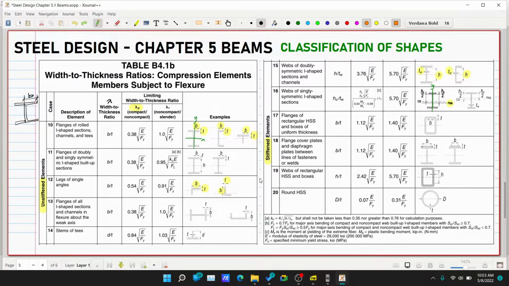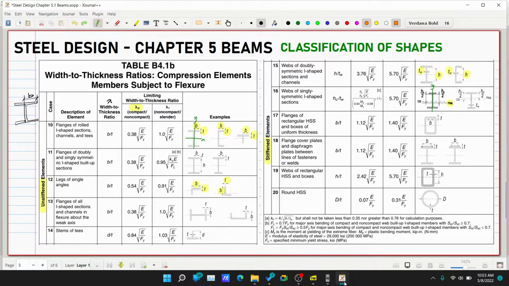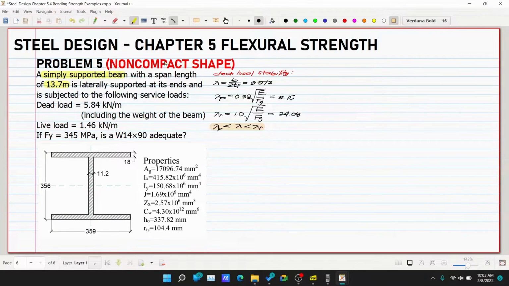That is what compact or non-compact, and non-compact or slender mean, which I believe we also discussed in the introduction. We are just reminding you. So now we can conclude that our section is a non-compact shape.